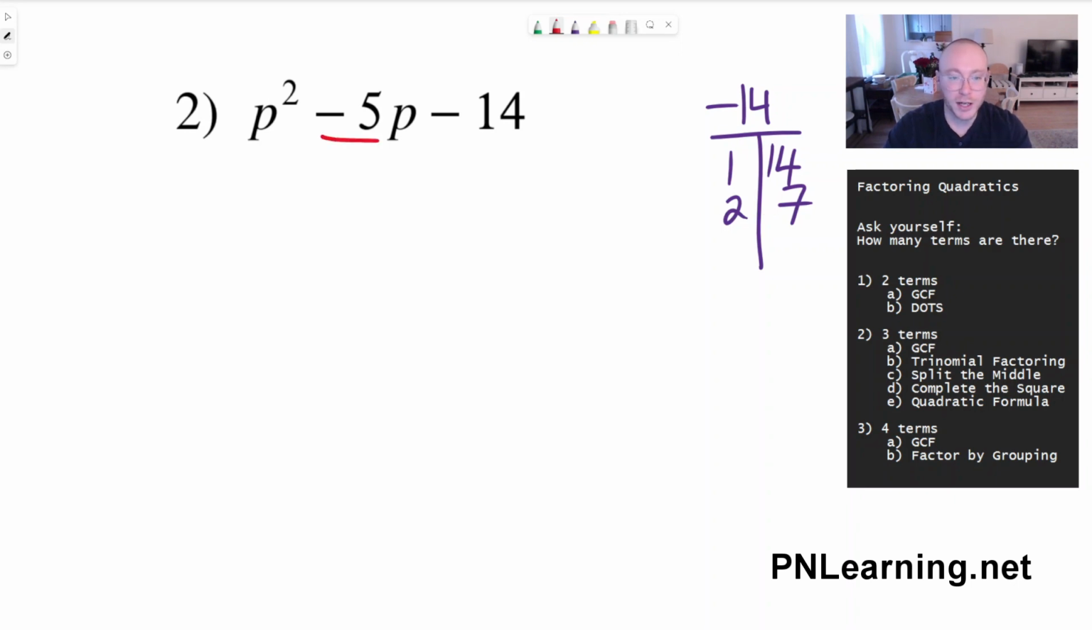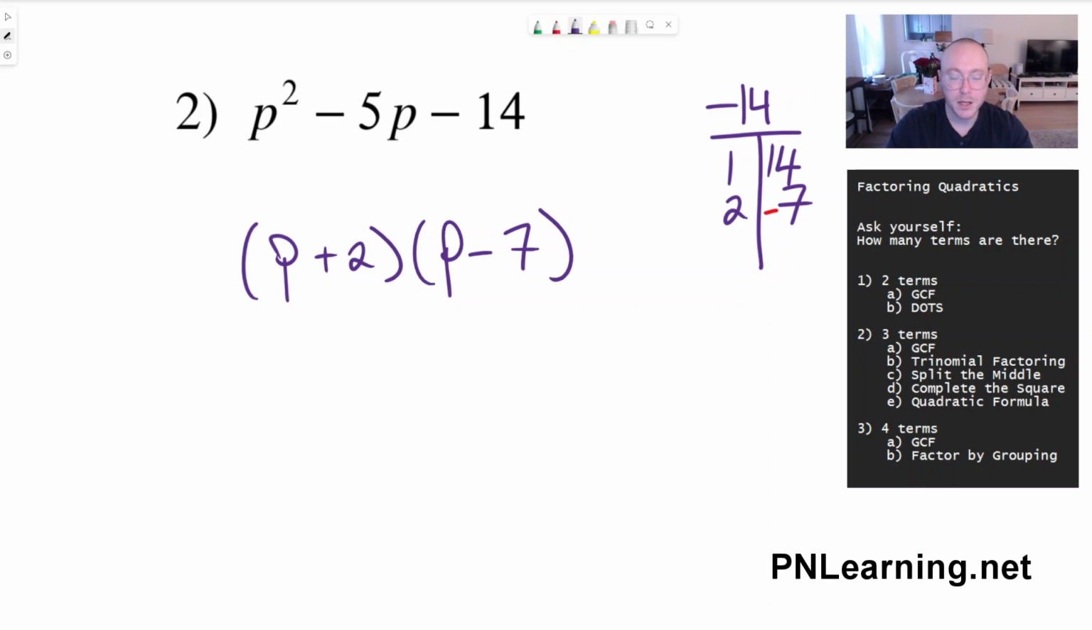Of course, if we want a negative 5, we're going to make the larger number, in this case 7, the negative factor. And there you go. 2 minus 7 would give you negative 5. You're done. And you can write your 2 binomials, p plus 2, right? That's your positive factor, and p minus 7. And that's another example of trinomial factoring.